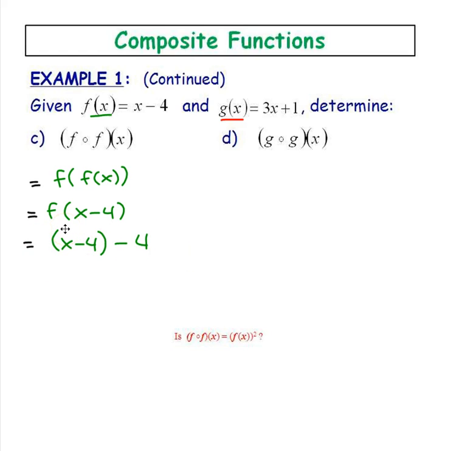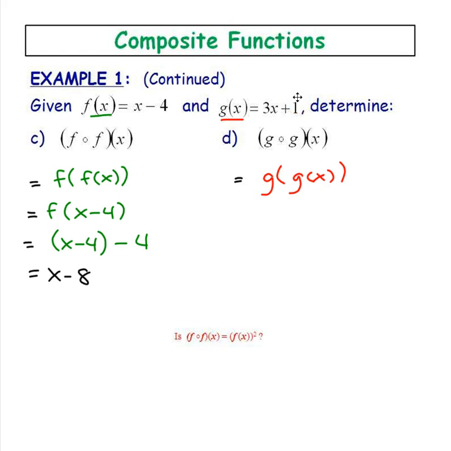I know this is a little bit confusing. It takes a little bit of practice. Take off the brackets and just simplify. So f∘f equals x minus 8. Let's try g∘g. You're going to take g of x and put it within g of x. So you're taking the 3x plus 1 and putting it into your x for the 3x plus 1. It looks like this.